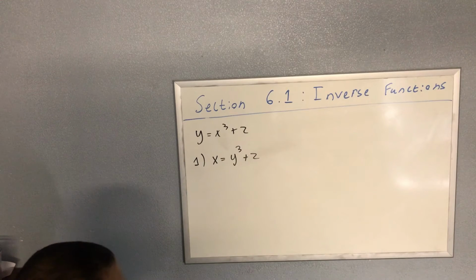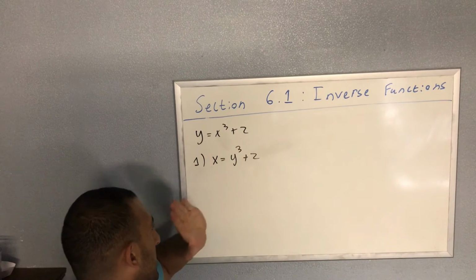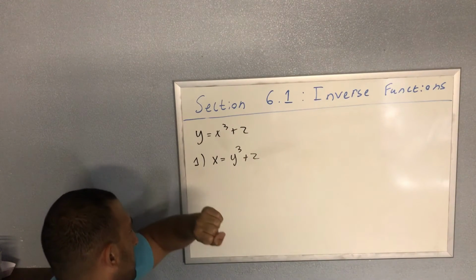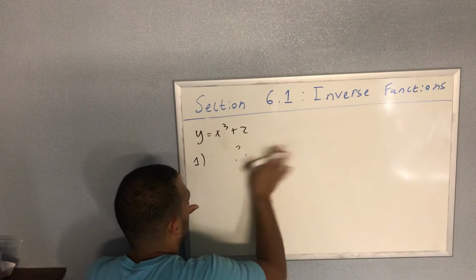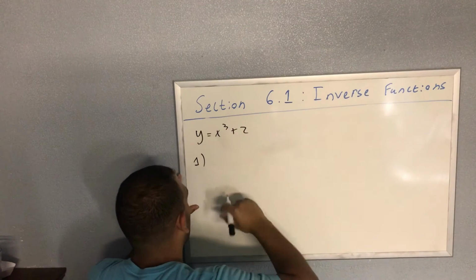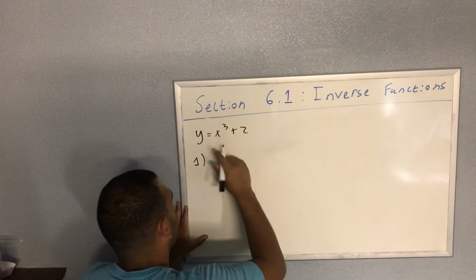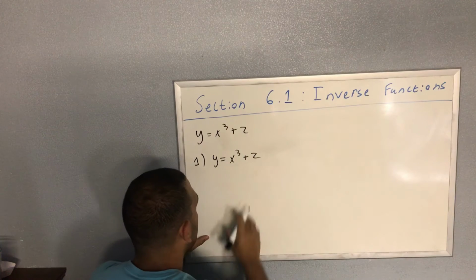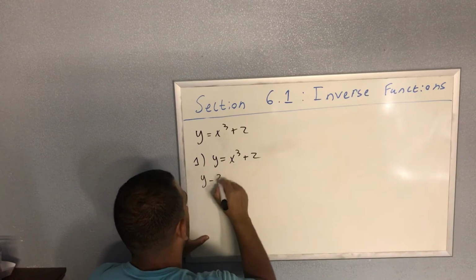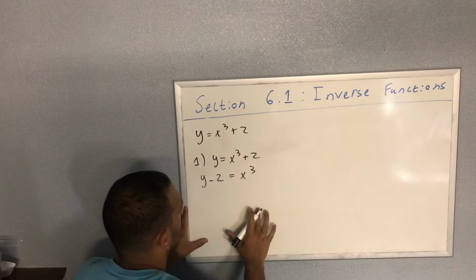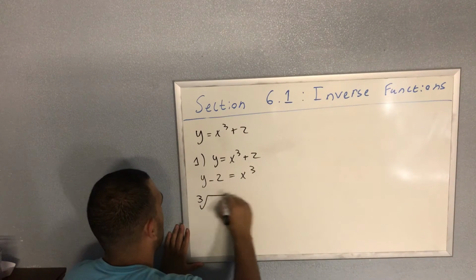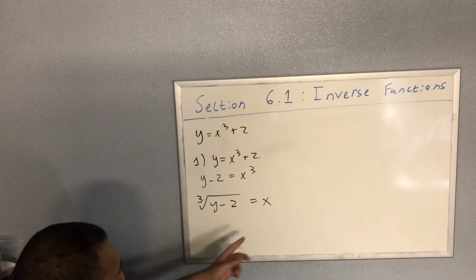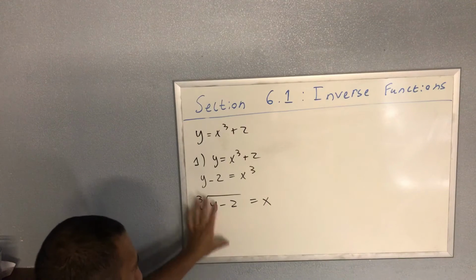Now, you want to solve for y. You do not switch it. I'm getting ahead of myself. You switch it at the end, sorry. Step 1 is you just solve for x. So if we have y equals x cubed plus 2, you would subtract the 2, and then you would take the cube root of both sides. Okay, so now we have something in the form x equals.